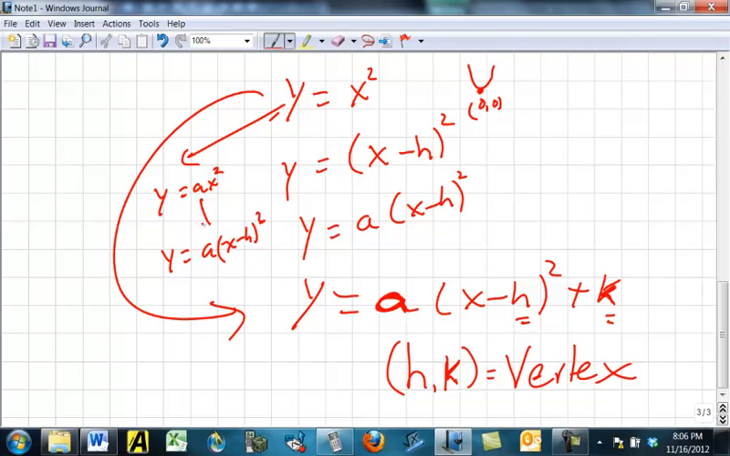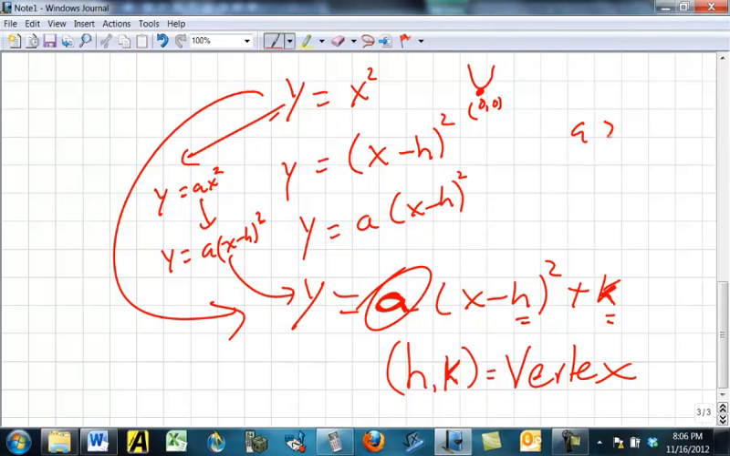So to here, to here, to here. And notice that first piece doesn't move, 0, 0. The next one is going to move it to the right or left by h, and then k is going to be moving it up or down. So there's your vertex. The a determines whether it's been flipped or not.